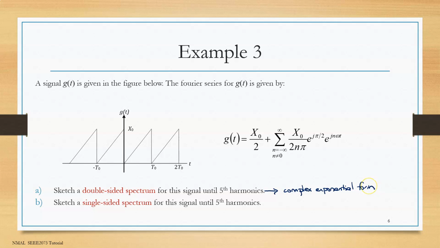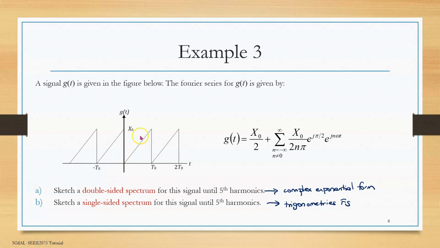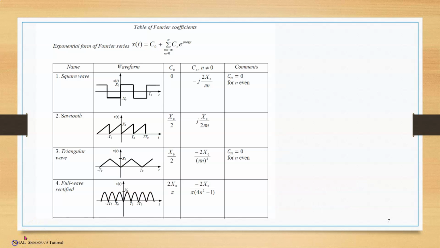So this is only based on this graph. For this one, you have to find the complex exponential form of the Fourier series, and for that one, you have to find the trigonometric equation for the Fourier series. If you see this shape of the signal, and from the table of Fourier coefficients here, this is actually a sawtooth.